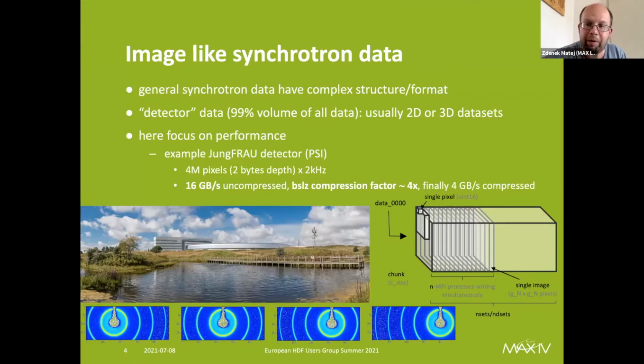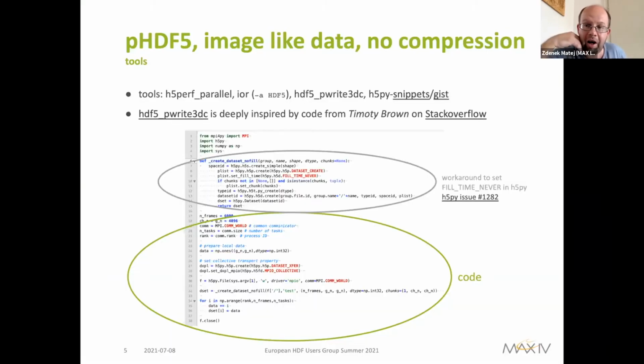Just to give a scale to this problem: we hit it when we discussed with our collaborators from PSI a Jungfrau detector that would be producing 16 gigabytes of data per second with compression ratio about 4. So this means about 4 gigabytes per second of compressed data. I hit this problem many years ago when I was testing a GPFS storage for the MAX IV synchrotron laboratory. I'm aware of many benchmarking tools, including h5perf parallel and IOR with the HDF5 option.